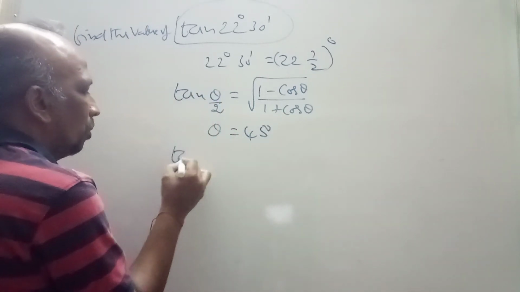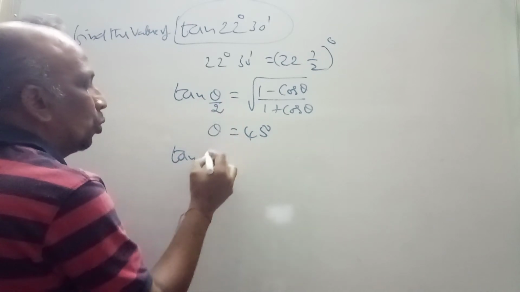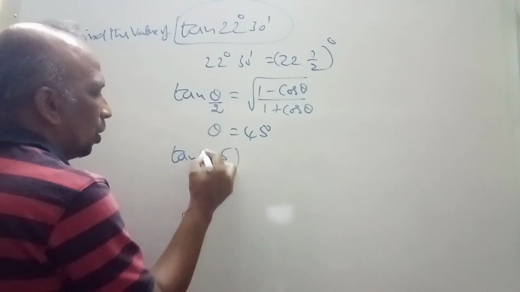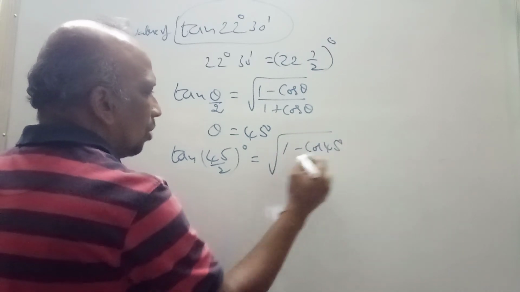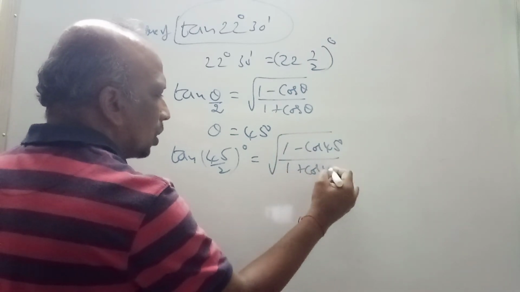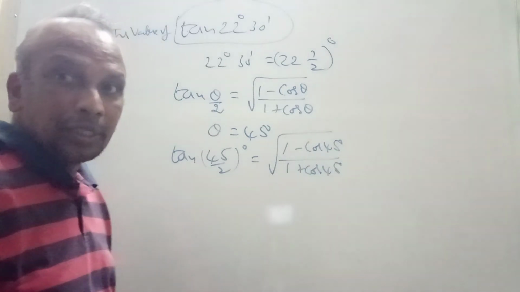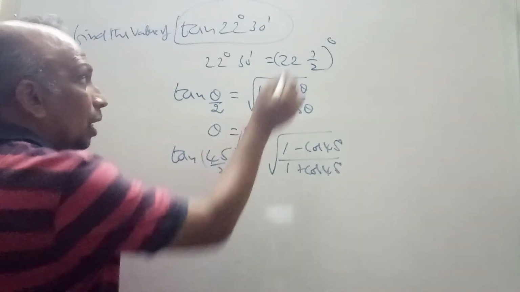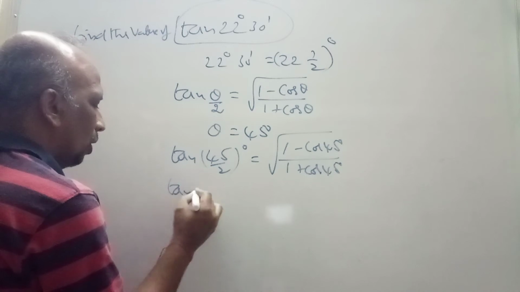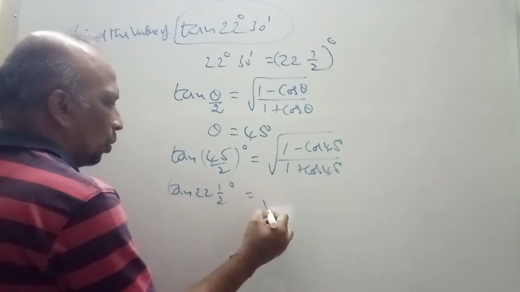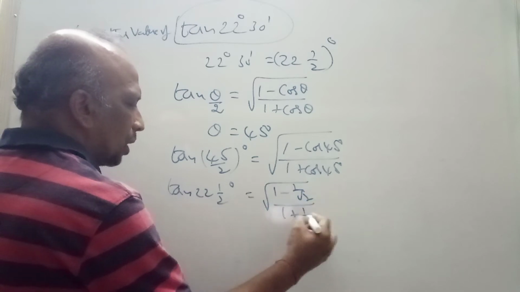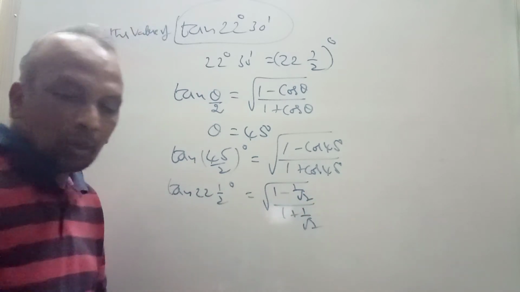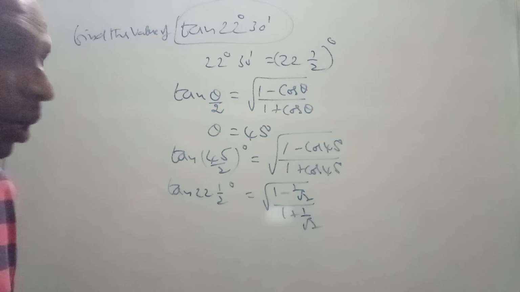So this will become tan theta by 2, which is 45 by 2 degrees, equal to root of (1 minus cos 45 degrees) by (1 plus cos 45 degrees). Now this is the required one, right? So tan 22.5 degrees equals root of (1 minus 1 by root 2) by (1 plus 1 by root 2), right? I have taken both as cos values.